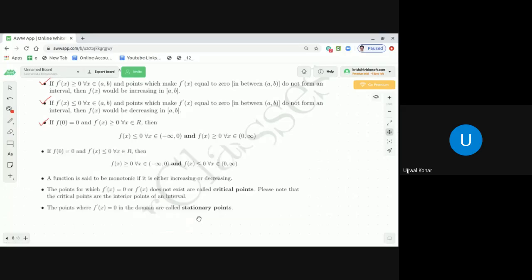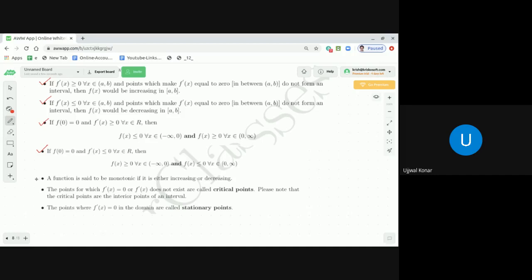And here you see, dear students, if f(0) is equal to 0 and f'(x) is less than or equal to 0 for all x belonging to R, then f(x) is greater than or equal to 0 for all x belonging to minus infinity to 0, and f(x) is less than or equal to 0 for all x belonging to 0 to infinity. We will see all these things by means of examples later.